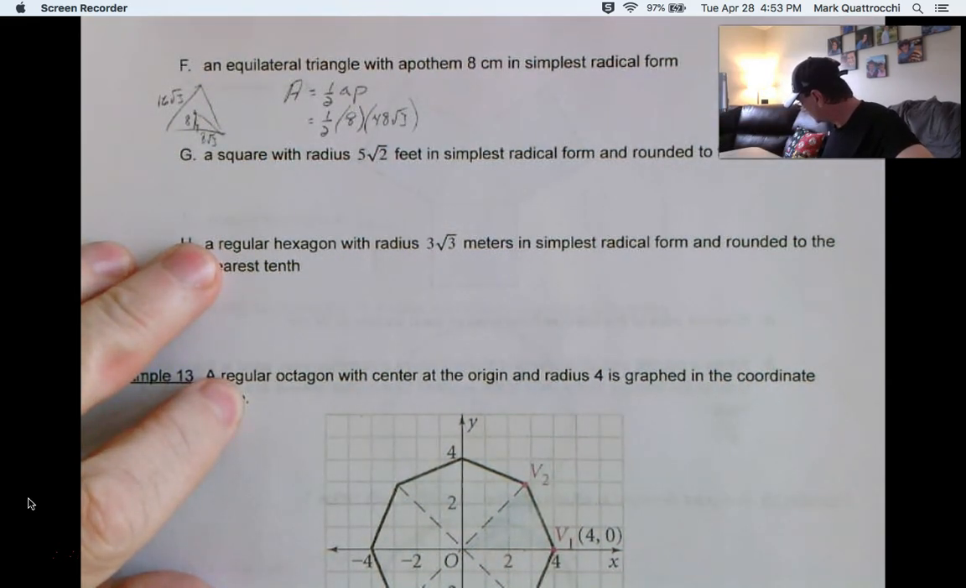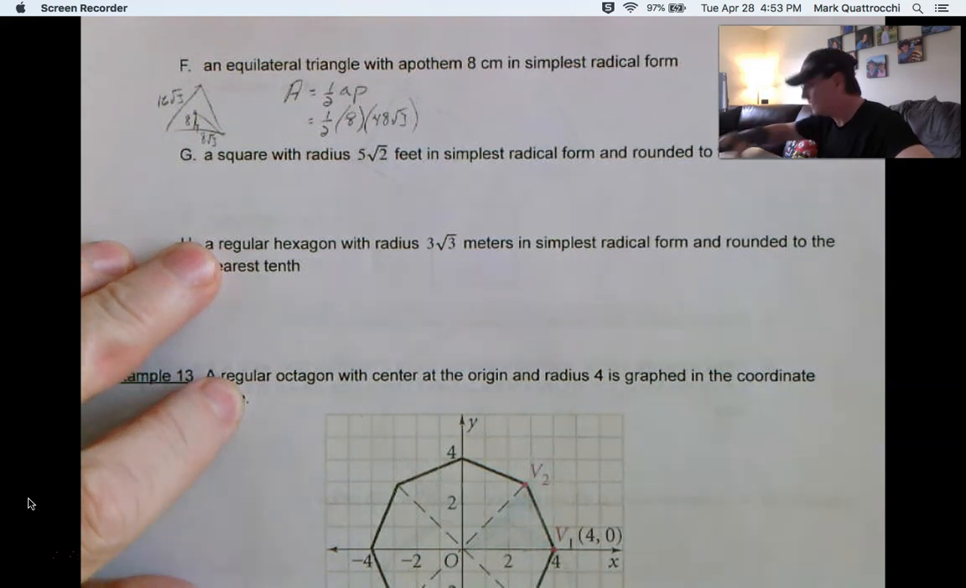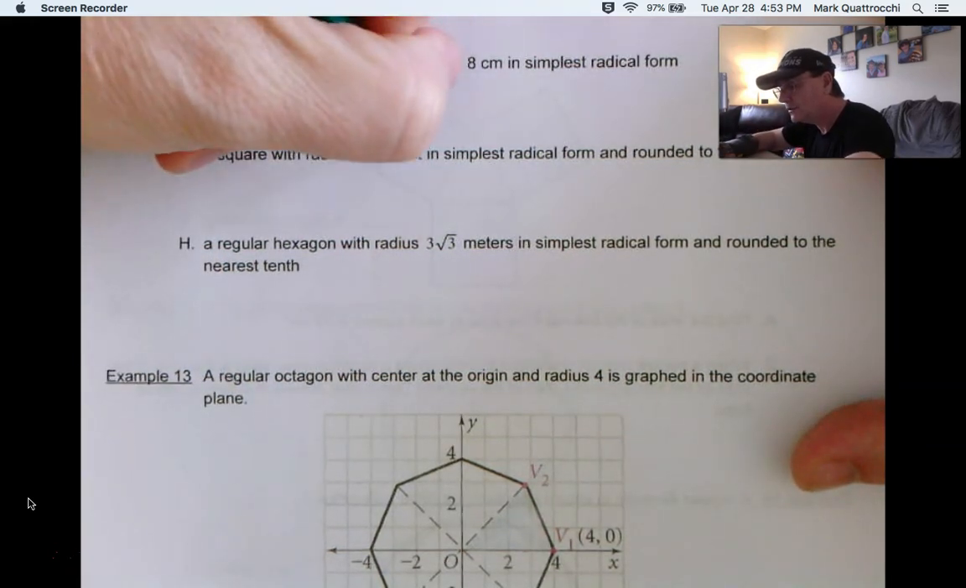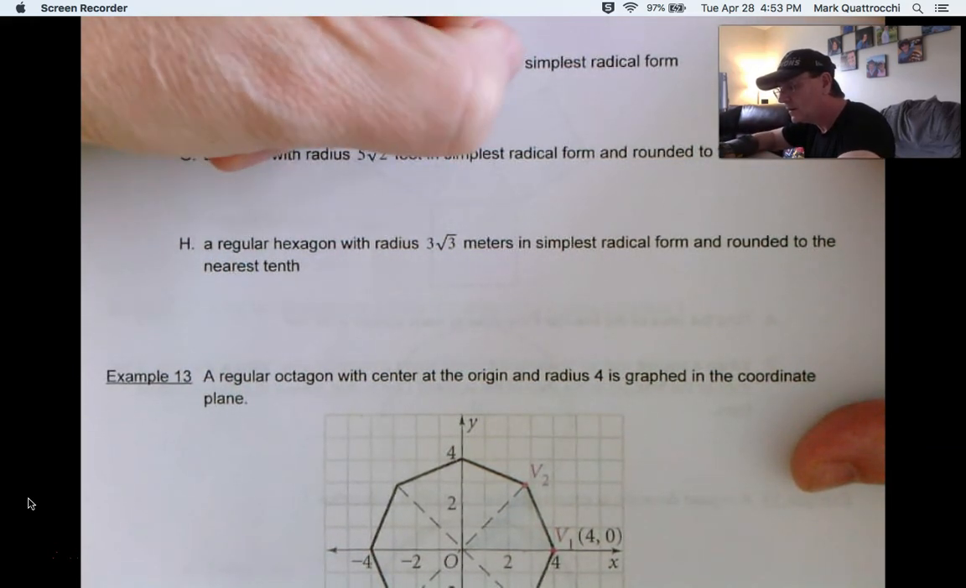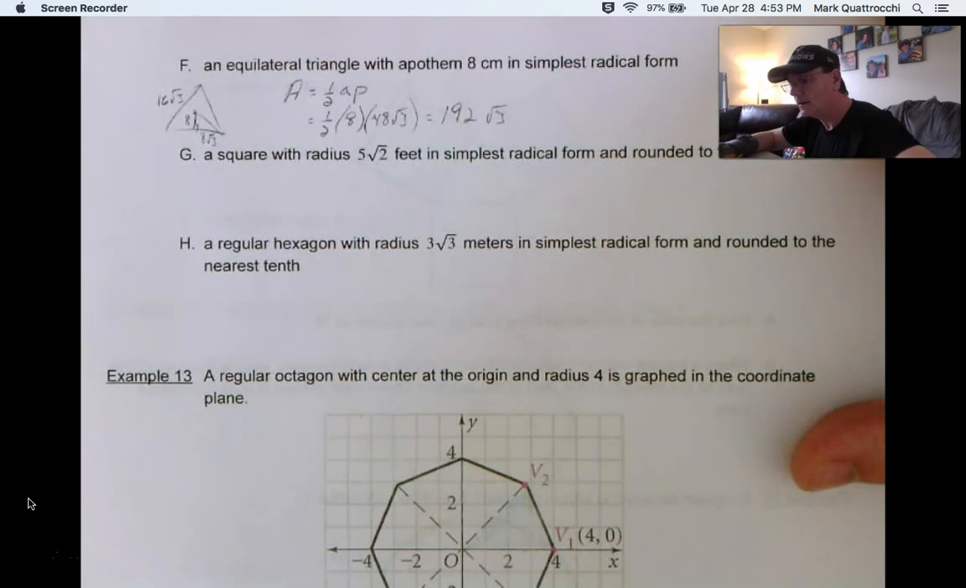4 times 48, 192 square root 3 centimeters squared.